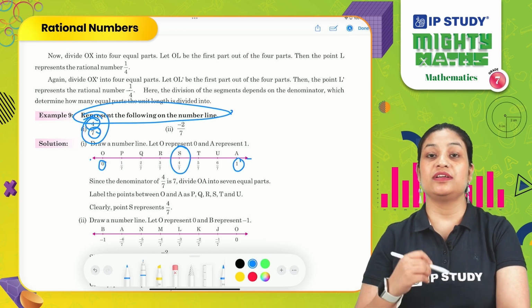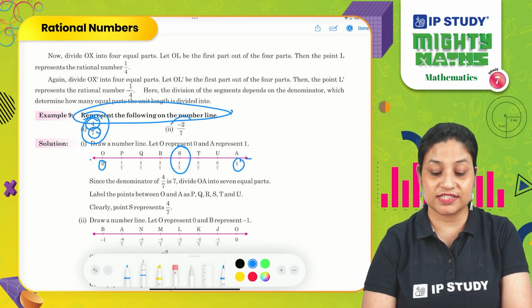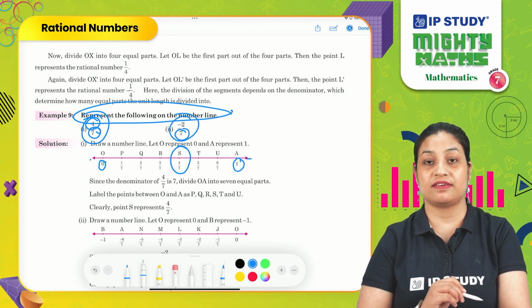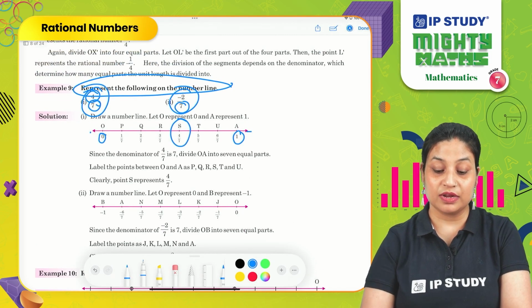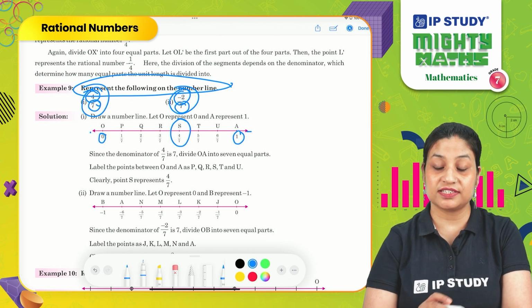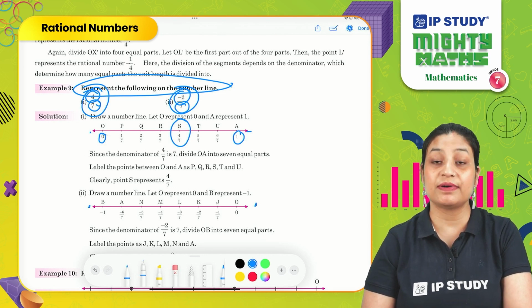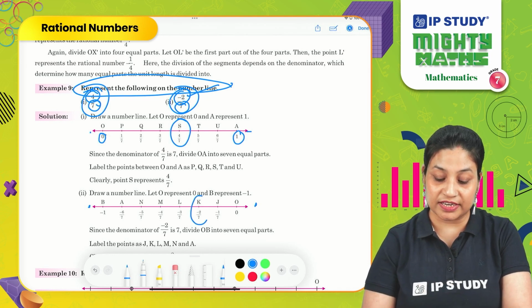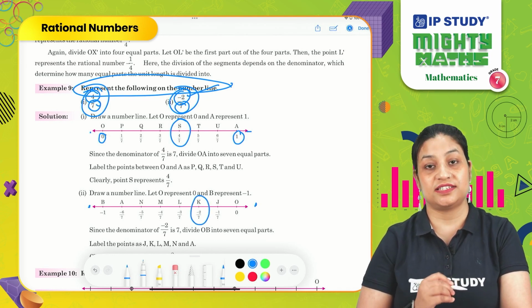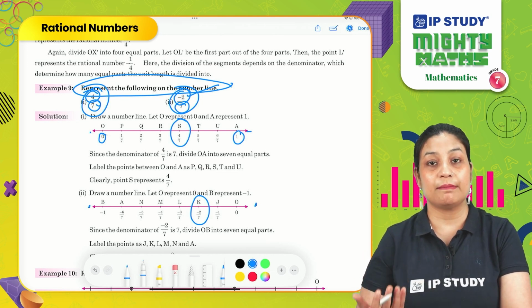Okay, so whenever you are drawing a number line for a rational number, always check the denominator. So in the second case, what is my denominator? 7. So we have to again divide my number line into 7 equal parts, and you have to represent -2 out of it. But it is negative sign. So I have to represent the negative side of the number line. So here I have taken the negative side of the number line and divided it into 7 equal parts, out of which I have to represent -2 by 7. So here at K, it is -2 by 7.